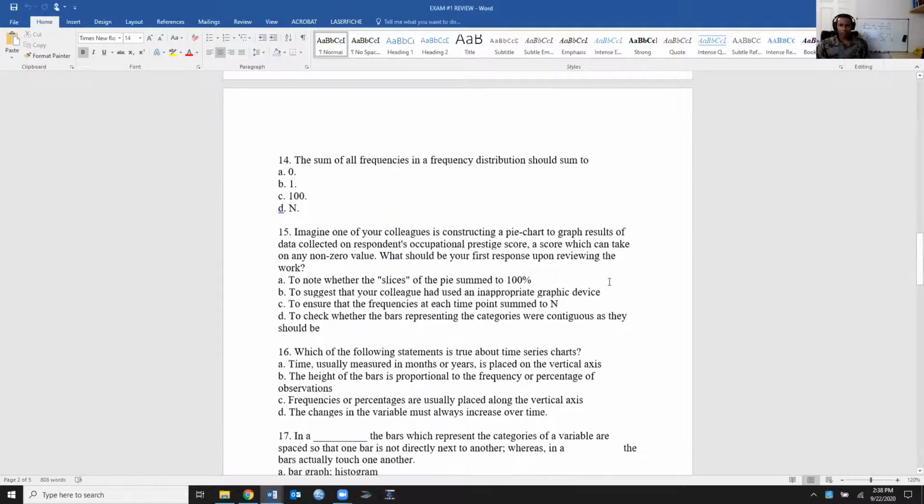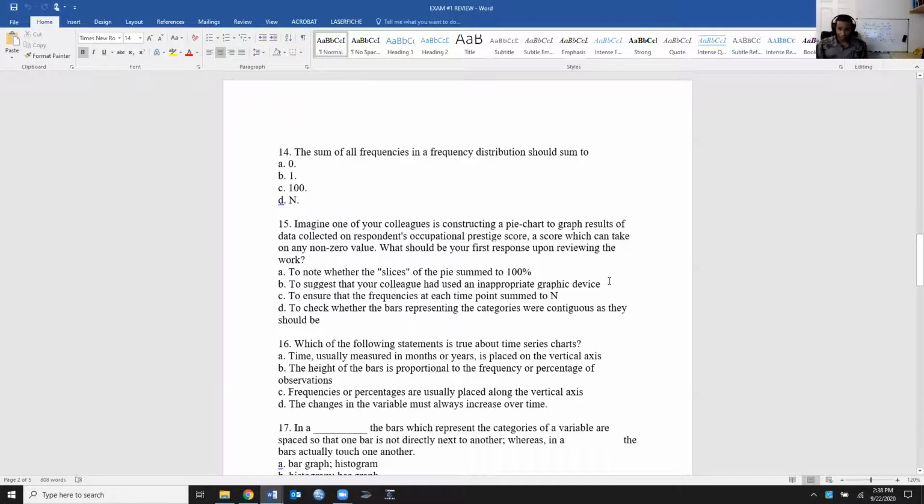All right, so imagine one of your colleagues is constructing a pie chart to graph results of data collected on respondents' occupational prestige score, a score which can take on any non-zero value. What should be your first response upon reviewing the work? A or C, but I think it's A. Okay, good. So the answer is A.